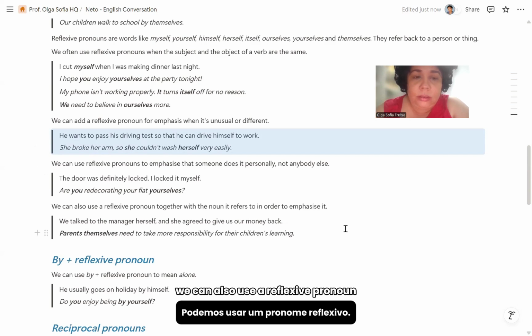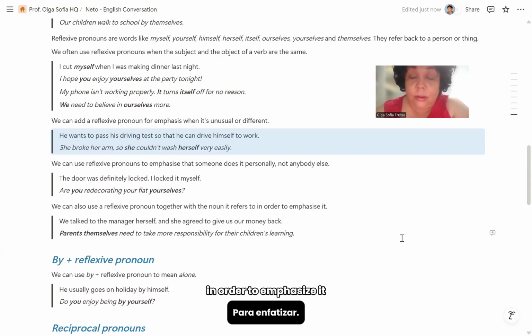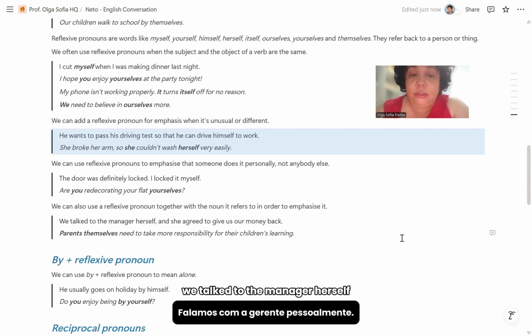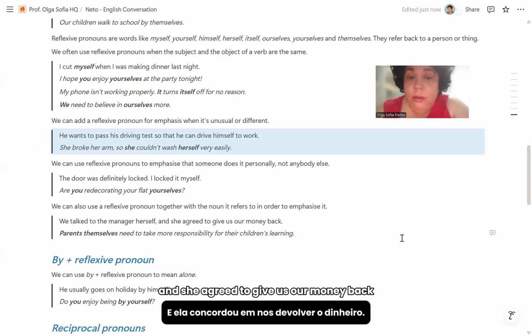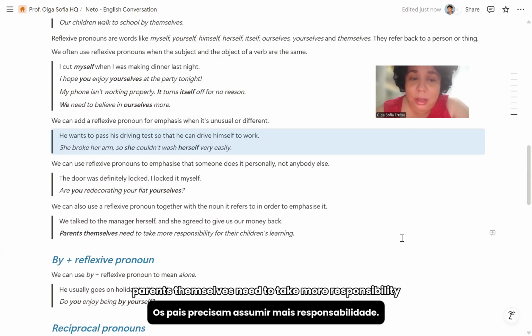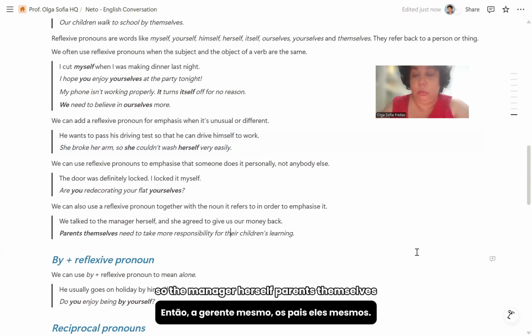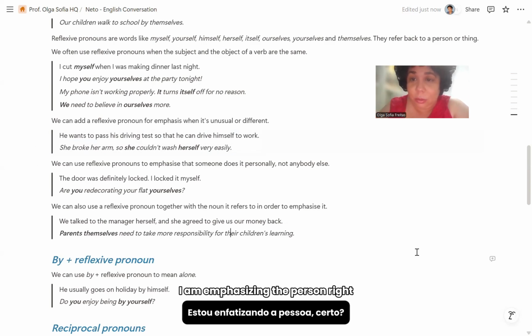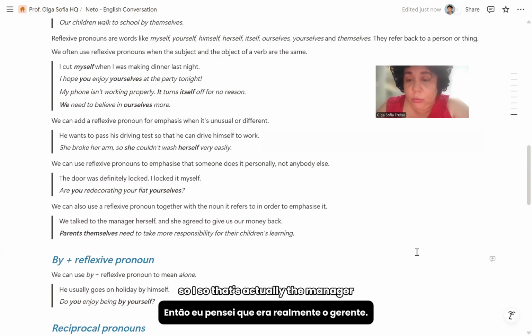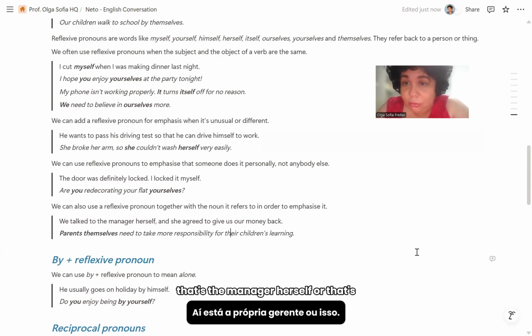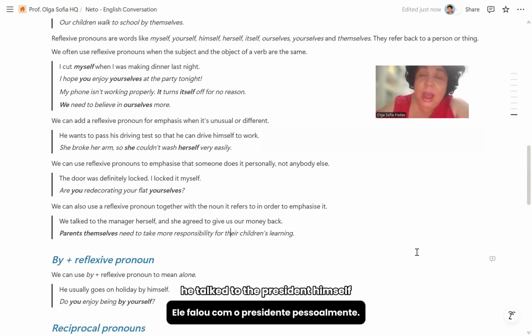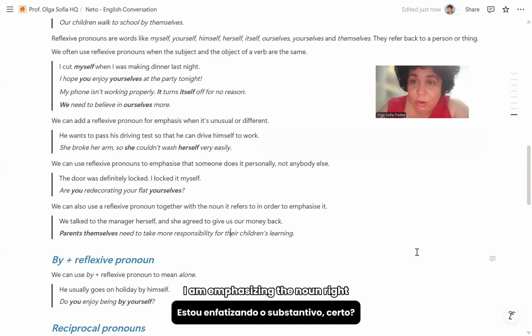We can also use a reflexive pronoun together with the noun it refers to in order to emphasize it. We talked to the manager herself, and she agreed to give us our money back. Parents themselves need to take more responsibility for their children's learning. So, the manager herself, parents themselves. I am emphasizing the person, right? That's the manager herself. Or he talked to the president himself. I am emphasizing the noun, right?